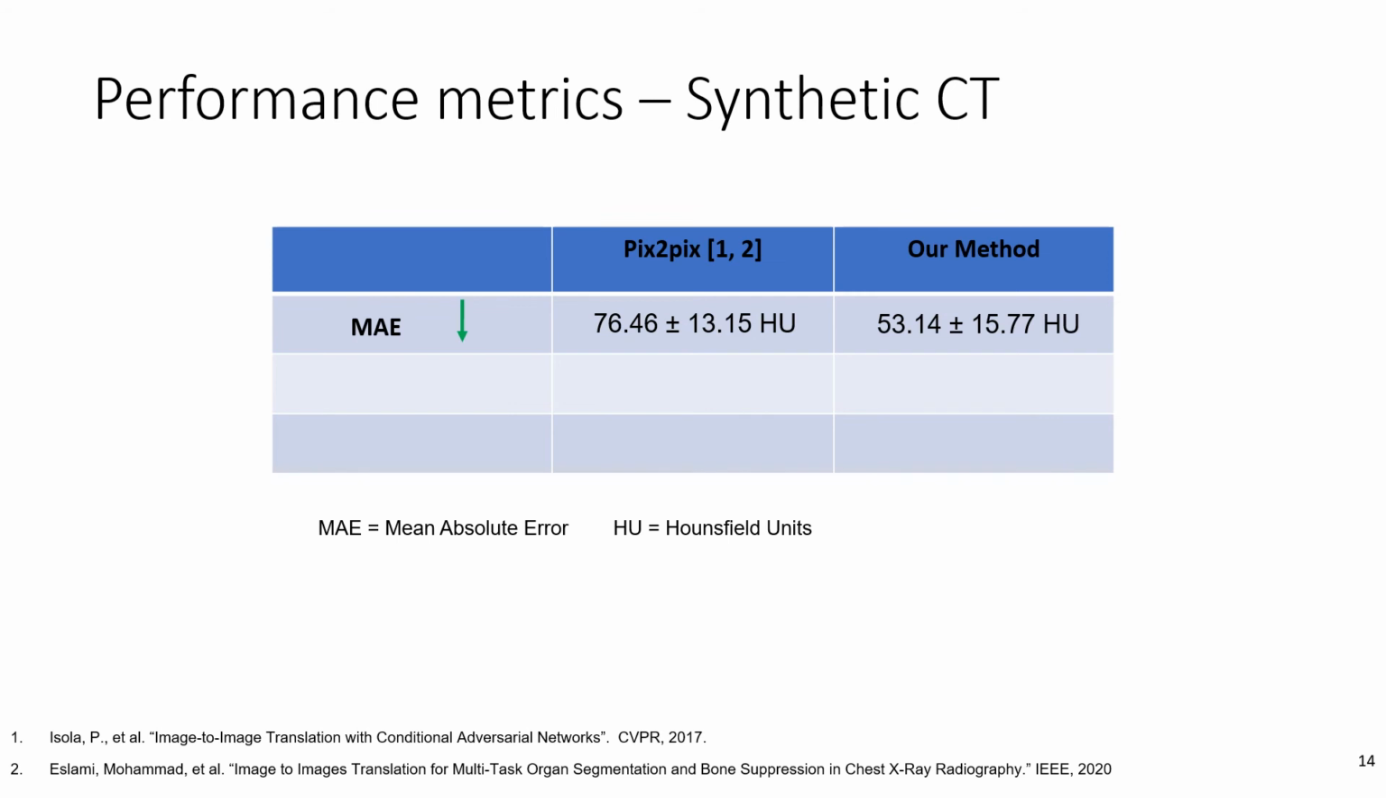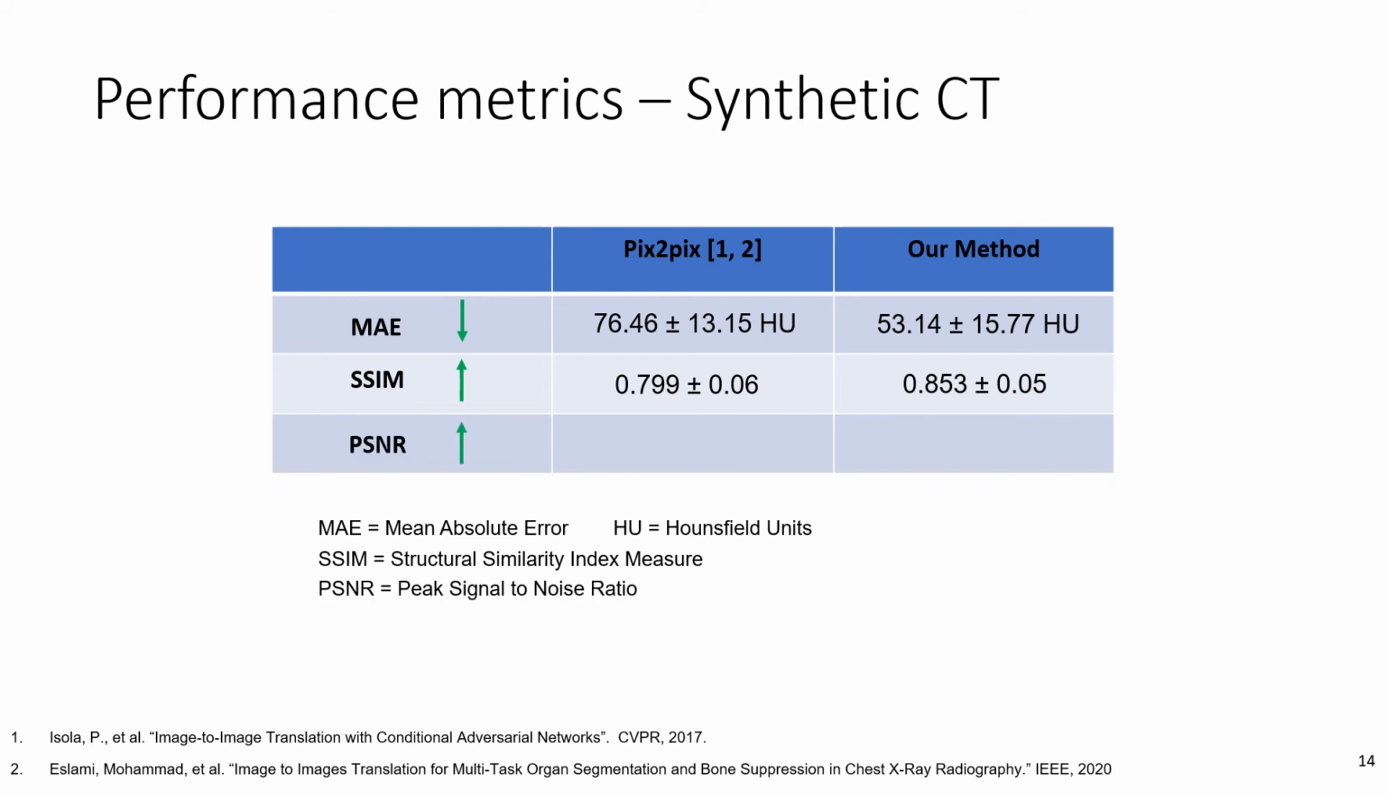ground truth CT. We've also measured the similarity between the generated and the true CT using the structural similarity index measure. In this case, the higher the value, the better the result. Lastly, we also looked at the peak signal to noise ratio between the two images and found that our method did slightly better than the one generated by the Pix-to-Pix network.